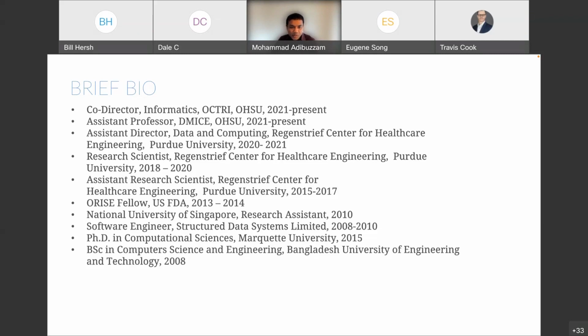After that experience, I worked at the Purdue University Regenstrief Center for Healthcare Engineering for a few years. Actually, it's more than 6 years. It's not a very small amount of time. Purdue is a very engineering, computer science and statistics focused university, but they have a center for healthcare engineering, and I was working there, building these informatics systems and working with collaborators across the campus on developing AI solutions in medicine. And then I was recruited to OHSU in October 2021. So I've been here for almost 3.5 months now. And as Bill mentioned, I have two different hats. One is the OCTRI co-director of informatics and the other is assistant professor of DMICE.